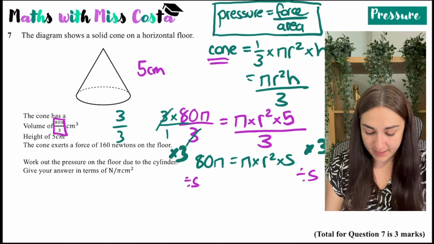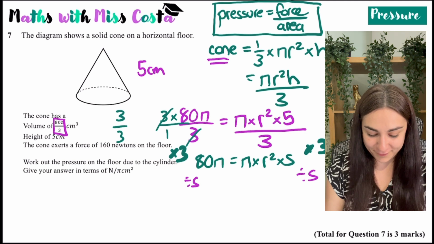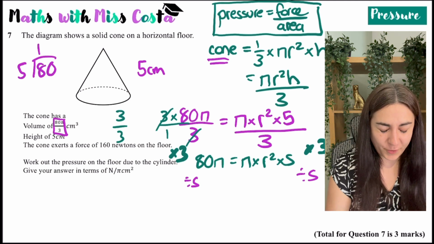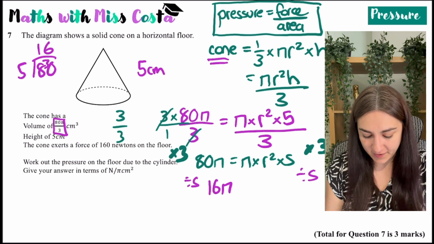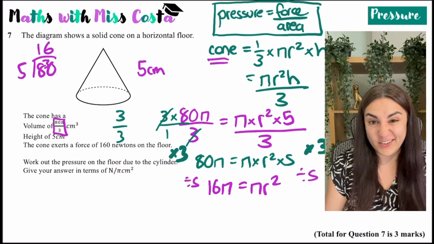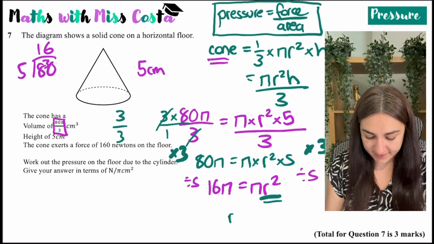So 80 pi equals... 80 divided by 5. My brain is very tired. 5s into 8 go once, remainder 3. 5s into 30 are 6. Okay, so 16 pi equals pi r squared. So therefore, and you don't need to do this really, r squared is 16 and the radius is 4.